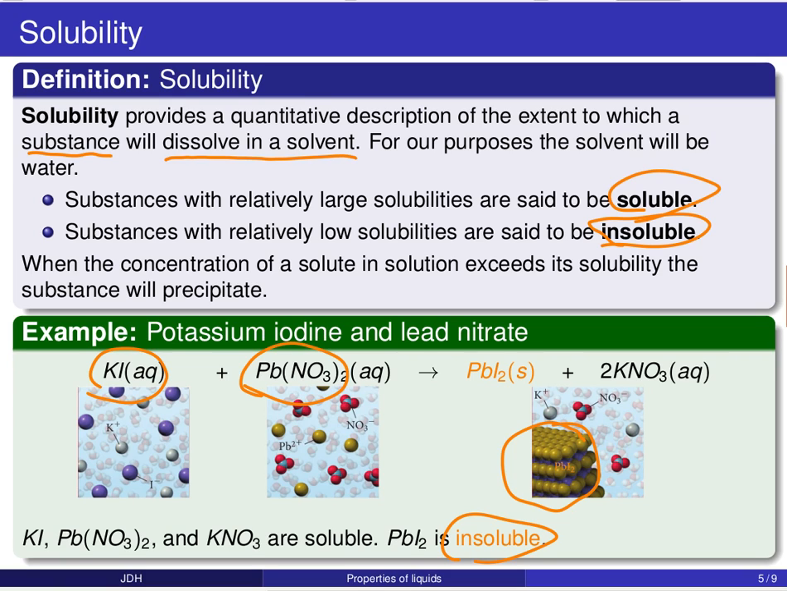Now this example and other examples like this raise the question of why certain ionic compounds are soluble, for example the potassium iodide and lead nitrate, which were perfectly happy floating around in solution, whereas other ionic compounds, like our lead iodide here, are not soluble. It will preferentially fall out of solution and bind with other lead and iodide ions. Okay? And of course, the answer comes down to the nature of the intermolecular interactions.